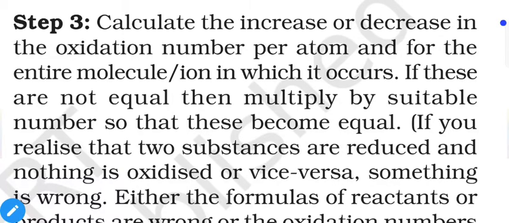That means on the reactant side and product side, we have to equalize the number of atoms which change oxidation state. If you realize that two substances are reduced and nothing is oxidized, or vice versa, something is wrong. That means our calculations are incorrect and we have to correct them.